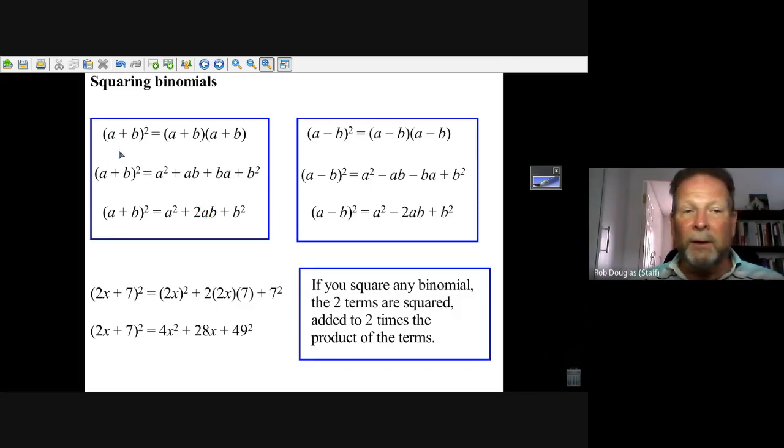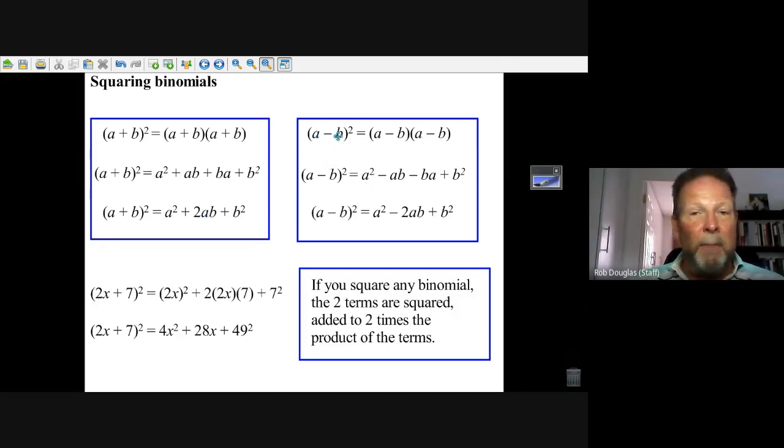But you know, you don't have to do all that. If you have any two things, a and b, when you square them, it's always the first thing squared, the last thing squared. And some people always get that when they're doing this, they know you're squaring it, so you must square those two things. But the answer in the middle is always 2 multiplied by the two terms a and b multiplied together. So you always have a 2ab in the middle.